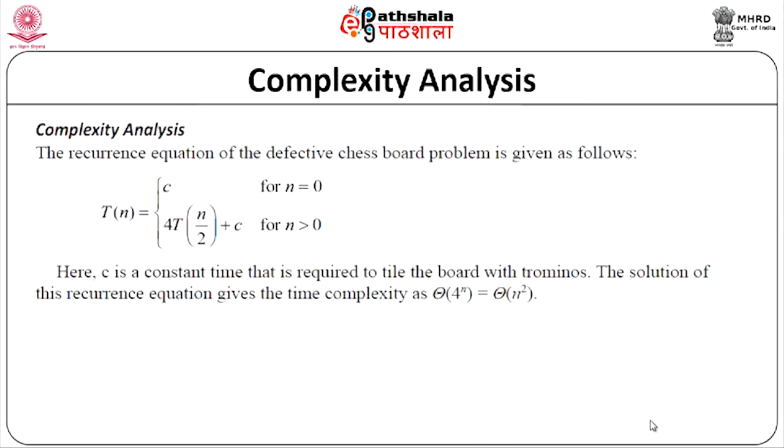What is the complexity analysis? The complexity analysis is going to be like this. If n is 0, then tiling involves least effort, that is a constant C, and if the board is substantially larger, then we are going to divide the board into 4 parts. Therefore, T(n) is equal to 4T(n/2) plus the tiling process takes some constant time.